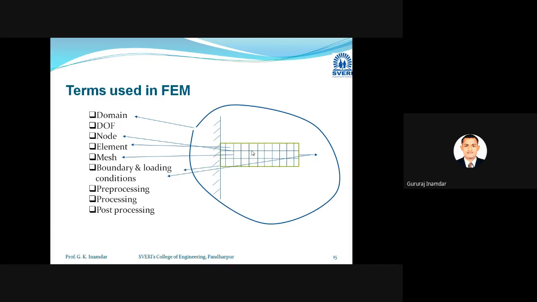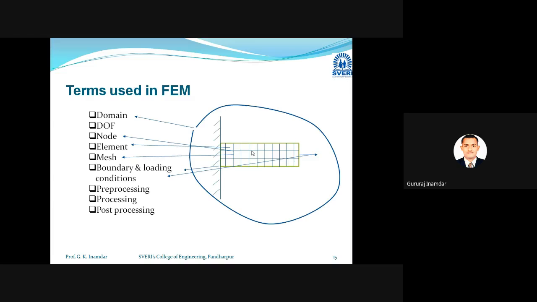Boundary and loading condition. For analysis purpose, for any structure it is mandatory to fix and support it, and to apply the required parameters. Different parameters we want to apply, for example force, displacement, degree of freedom, constraint. So this type of boundary condition and loading condition we have to give there. This is also a term used in our FEM.